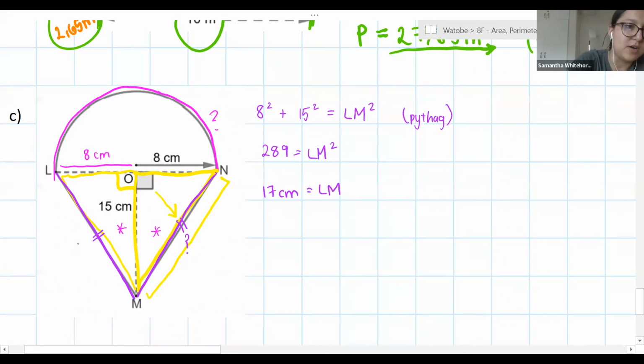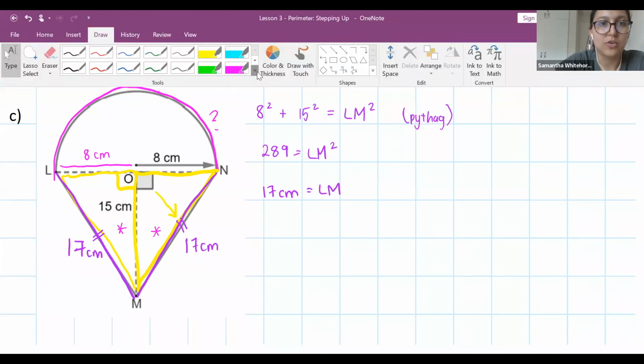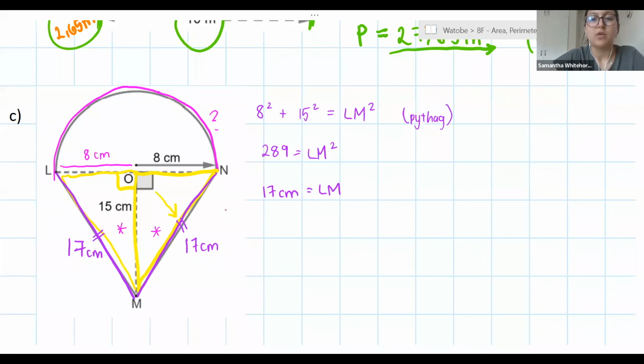Right, guys. So now what we know is that LM and MN are both 17 centimeters. And this was all by using Pythagoras. Okay, now what I want to do is I want to get this curved length here. Now remember, what we need to bear in mind is that this is a half circle. So we are looking at the circumference here.